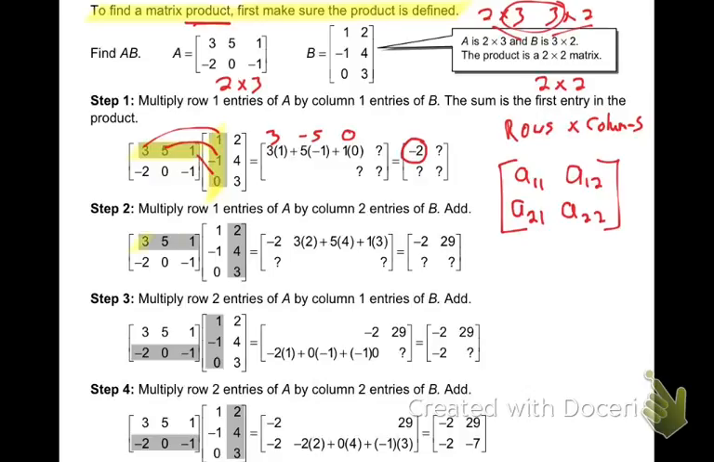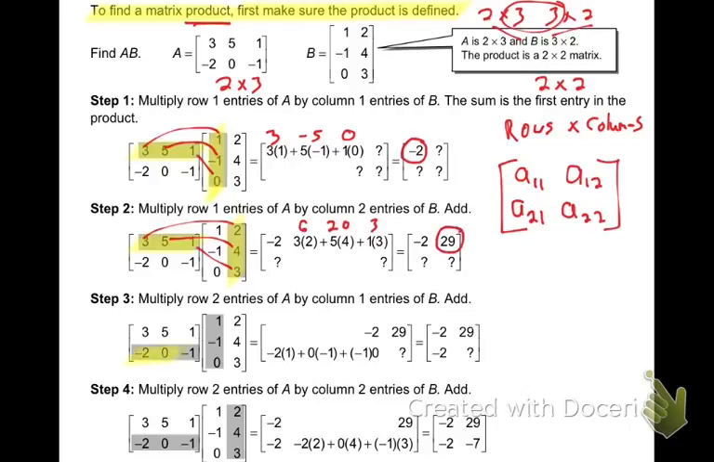So I'm going to do the next one here. 3, 5, 1, and 2, 4, 3. 3 times 2 is? 5 times 4. And 1 times 3. 6 plus 20 plus 3? 29.